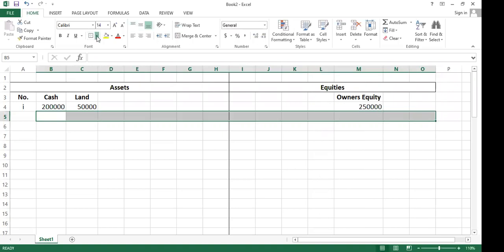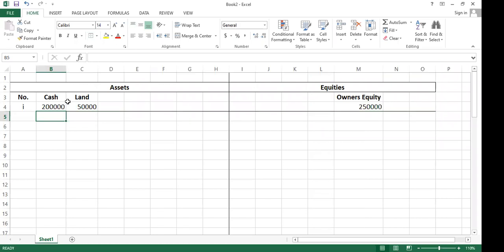Total is, after this balance is 200,000 after the first transaction, land 50,000, and owner's equity 250,000.